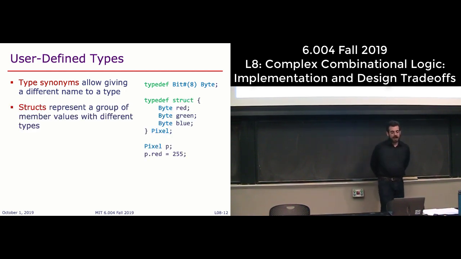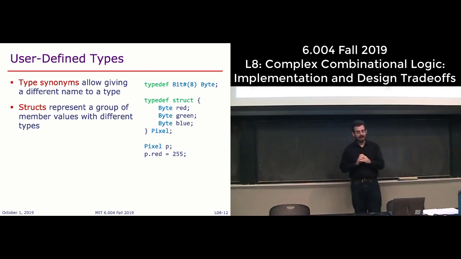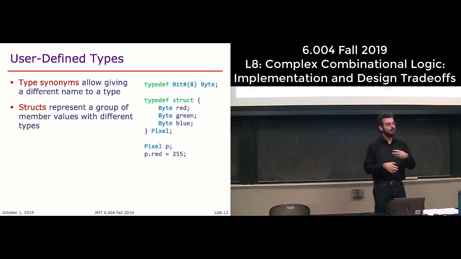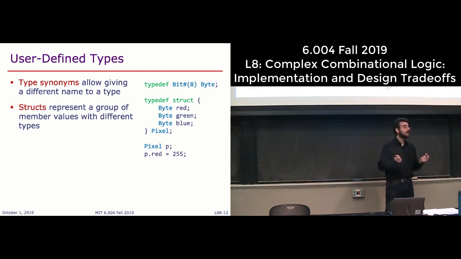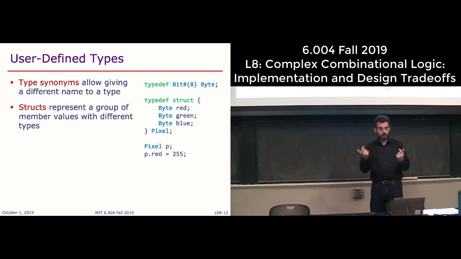Okay, then you have structs, which represent what we call a composite type. This is a group of different member values with their different types. So for example, let's say that you're building an image processing system, right? You're building some image processing hardware, and it manipulates pixels. And pixels are commonly represented as 24-bit values that have 3 components: red component, green component, and blue component, each of which is represented as an 8-bit value. So you could just put bit 24s all over the place and then do bit slicing to get the red, green, and blue components.